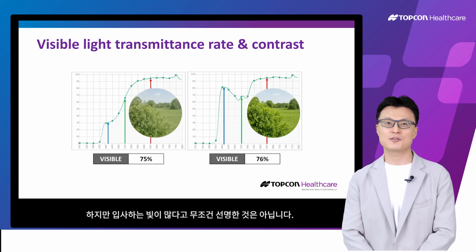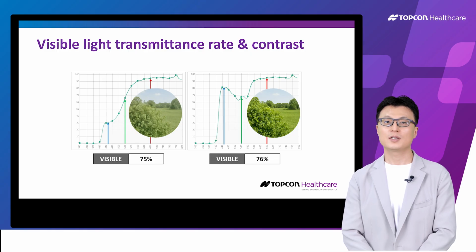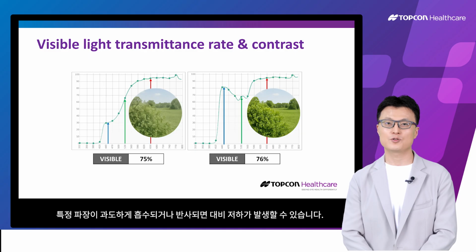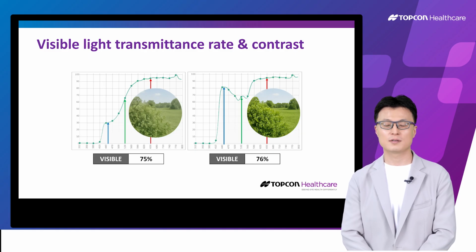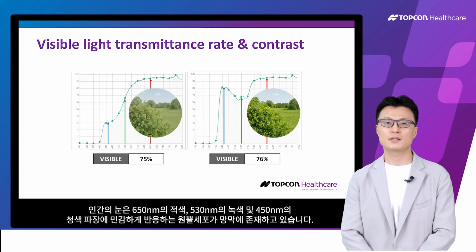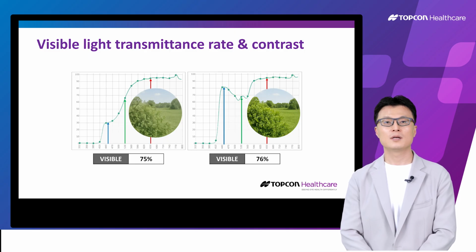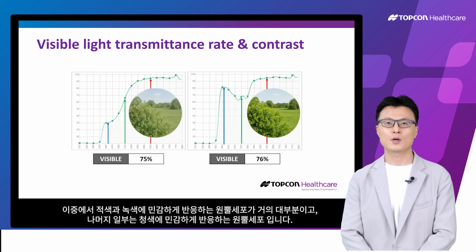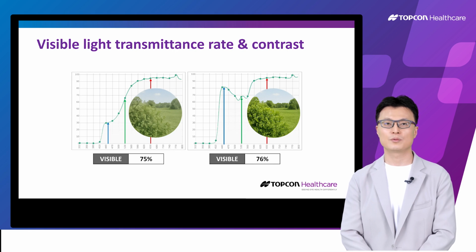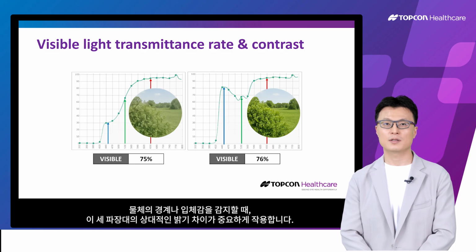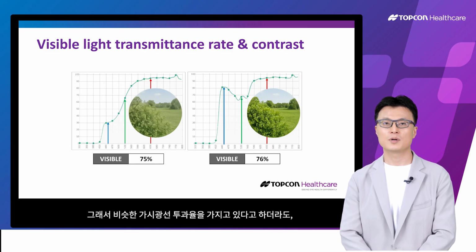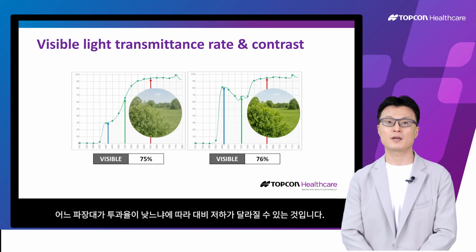However, letting in more light doesn't automatically mean sharper vision. If certain wavelengths are absorbed or reflected too much, it can reduce contrast. Our eyes have cone cells in the retina that respond to roughly 3 key wavelengths: red, green, and blue. Most cone cells are sensitive to red and green, with a smaller number tuned to blue. When you perceive the edges of an object, the relative brightness among these 3 wavelengths is really important. So, even if 2 lenses have a similar VLT, the level of contrast can change depending on which wavelength has lower transmission.